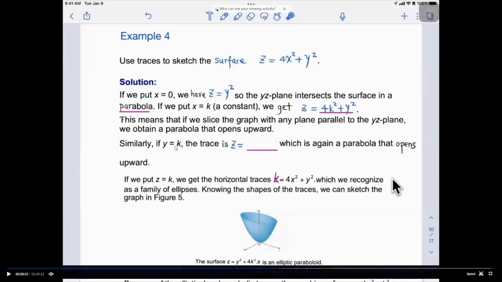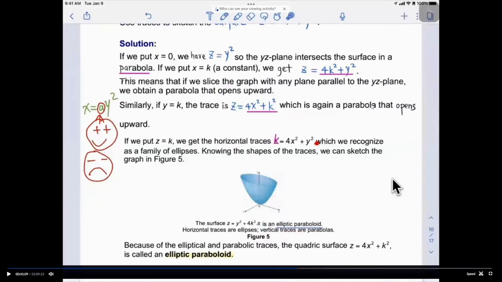Similarly, you're going to set y equal to a constant. Okay, so if I set y equal to constant k, what does z equal to? 4x squared plus k squared. Yeah, you got it. Which again is a parabola that opens upwards. Remember, when you have a quadratic function, you're looking at this coefficient. When the coefficient is positive, it opens upward. When the coefficient is negative, the parabola opens downward. Okay, so both this one and this one open upward.